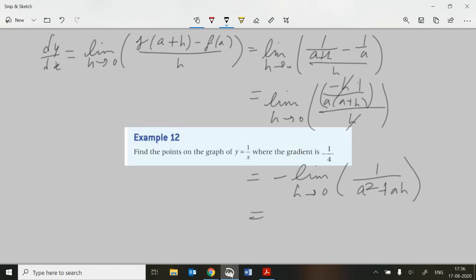So we can now do the limit here. So we can now get rid of this thing here by saying we're going to end up with 1 over a squared with a minus on the front.